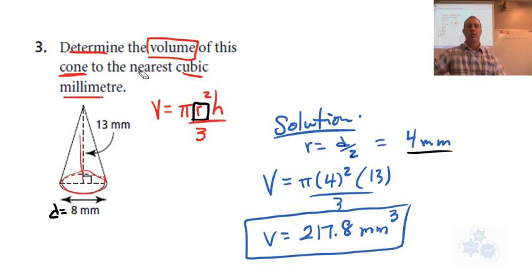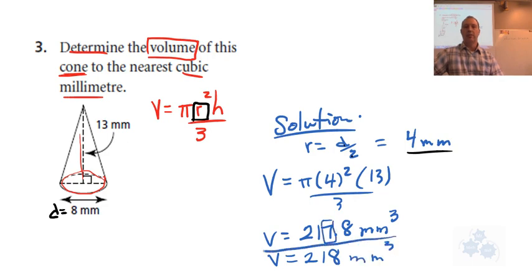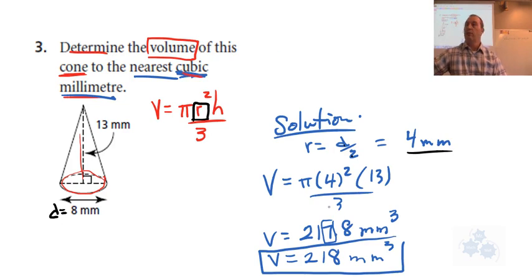Remember, to the nearest cubic millimeter. So take a look at what you need to round it to. So this volume would be 218 cubic millimeters. So I guess that's what you have to have for your final answer, right? Nearest cubic millimeter. So 218. Okay. It doesn't say tenth in this one, it says cubic millimeter. Any questions on that?